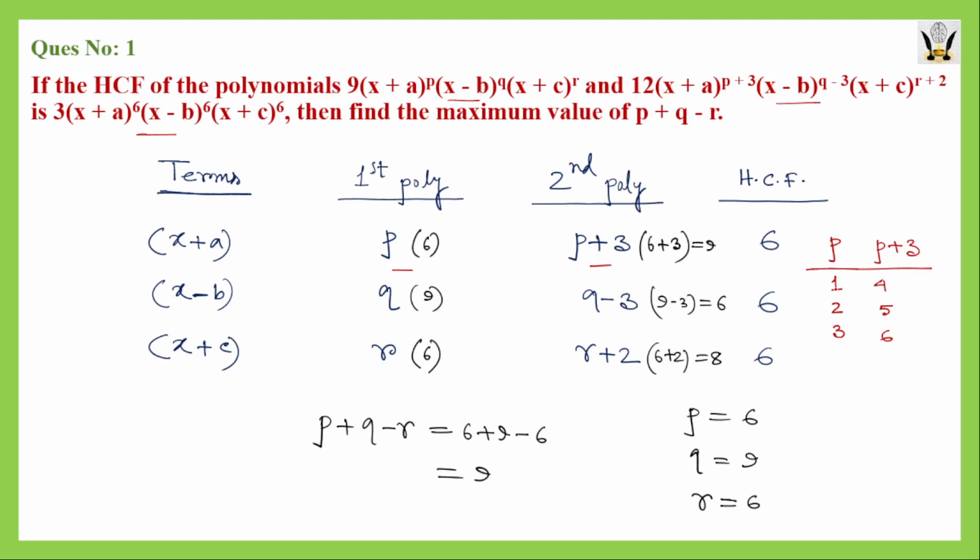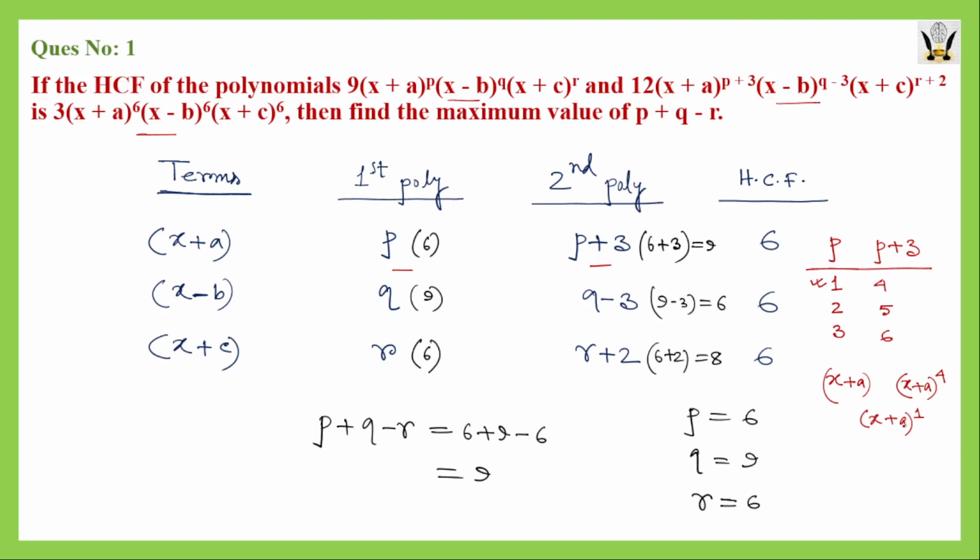That means now for the first value, when p is equal to 1, for the first polynomial, the factor will be x plus a, and for the second polynomial, the power of the first factor will be what? It is p plus 3. So if it is 1, then it will be 1 plus 3, 4. And what is the common factor here? It is x plus a, and the power value is 1. That means in the HCF, for the first factor x plus a, the power value will be 1. But here it is not 1, as it is given, it is 6.